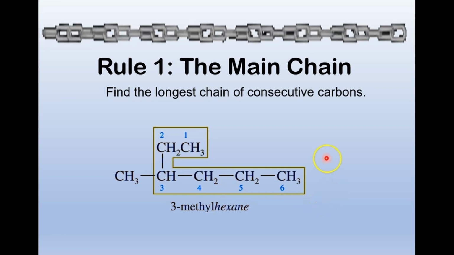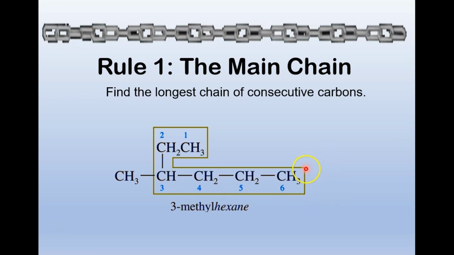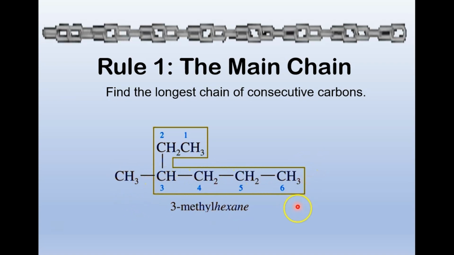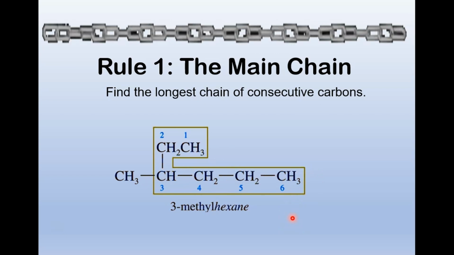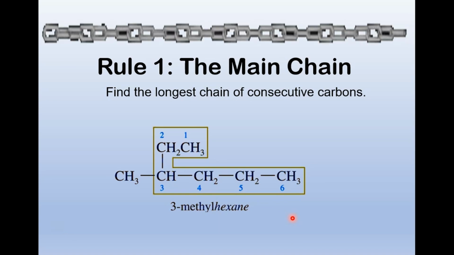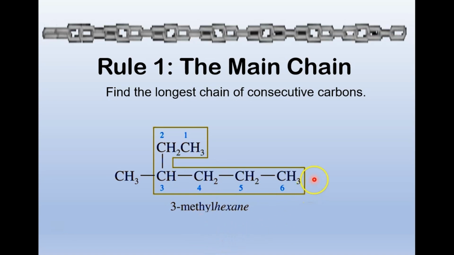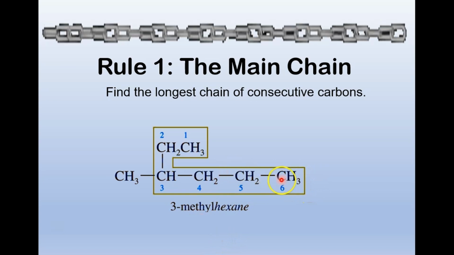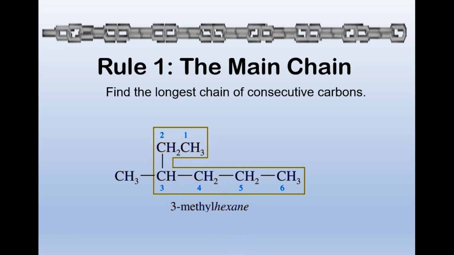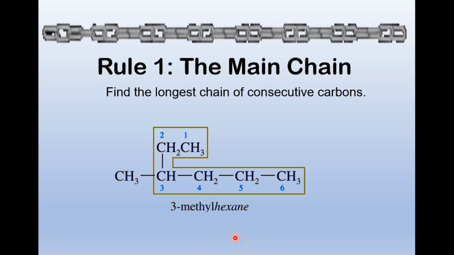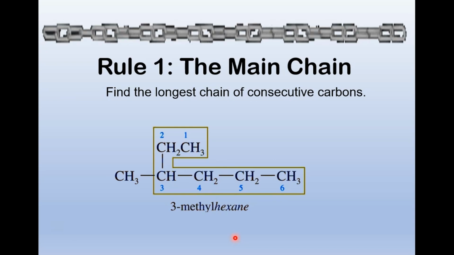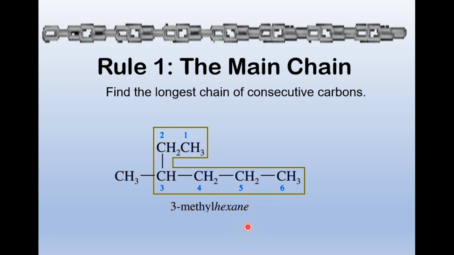So, finding the longest chain. I see students sometimes go 1, 2, 3, 4, 5, and they name this 2-ethylpentane. When you name this 2-ethylpentane, you don't get any partial credit. If you numbered 1, 2, 3, 4, 5, 6 and named this 4-methylhexane, you'd get partial credit, but you'd lose points for the numbers not working out the way they should.